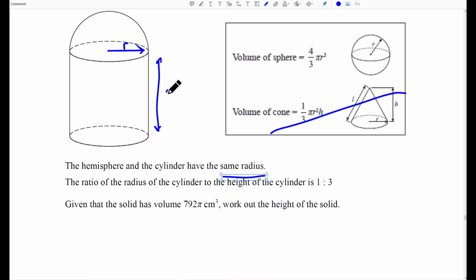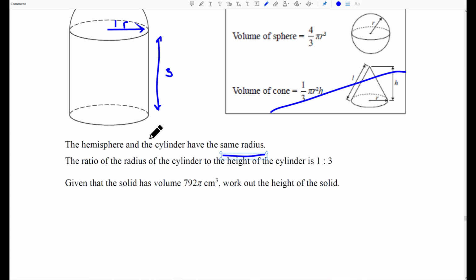That's 1 to 3 basically. That's the ratio, but the radius is obviously not 1. All you need to know, I think you probably get a method mark for just writing this down. R equals 3h? No, not r equals 3h, because that means the radius is 3 times the height. That's a common misconception, so don't do that.